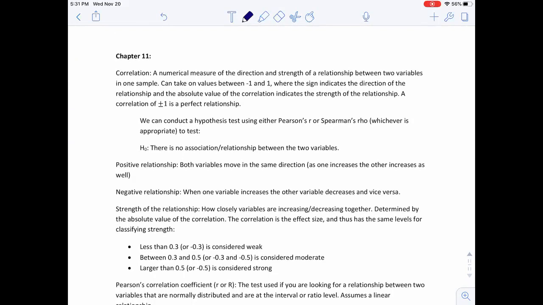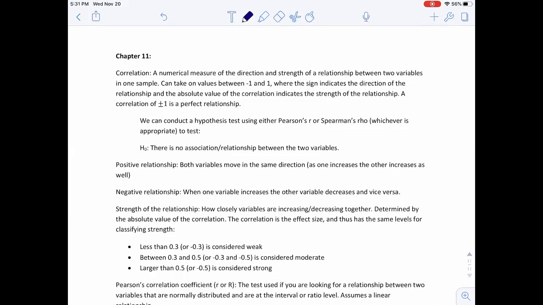Correlation. That's where we ended off last day. There's nothing really to it, except it's a numerical measure of the strength and the direction of our relationship. We said correlation goes between -1 and +1, where the negative is just an indication of whether we have a positive or a negative relationship.